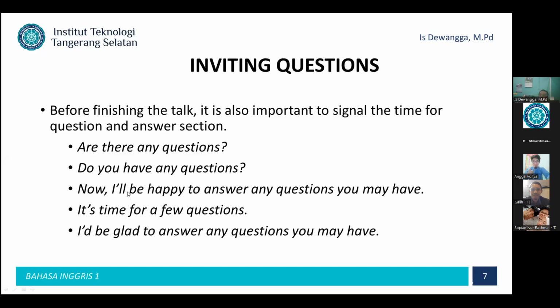After we summarize the main part of our presentation and make a conclusion of the main part of our presentation, in the next one, we have to invite them to ask questions. You can see that, yeah. Before finishing the talk, it is also important to signal the time for question and answer. So we as presenters have to give them a chance to ask a question.